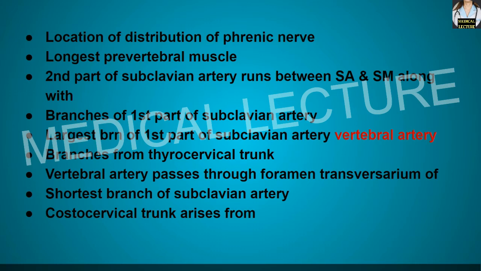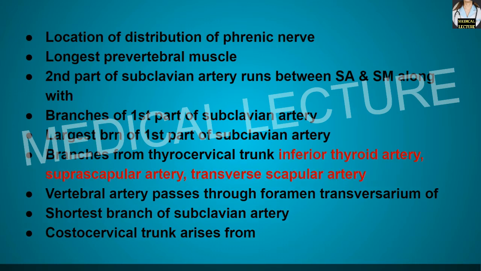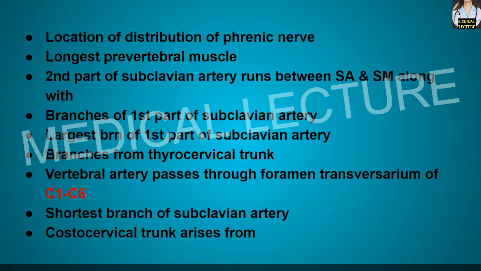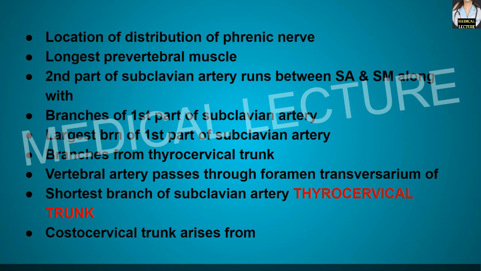Branches of the thyrocervical trunk are the inferior thyroid artery, suprascapular artery, and the transverse scapular artery. The vertebral artery passes through the foramen transversarium of C1 to C6 cervical vertebrae. The shortest branch of the subclavian artery is the thyrocervical trunk.